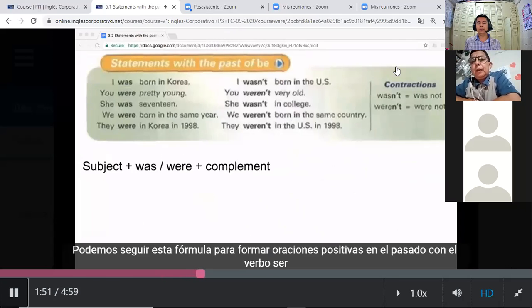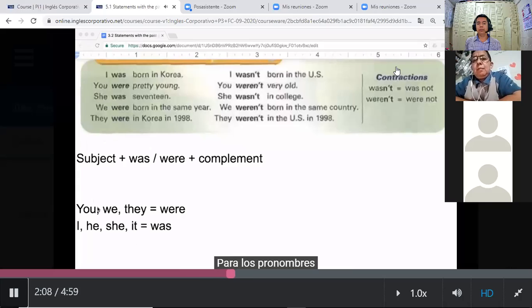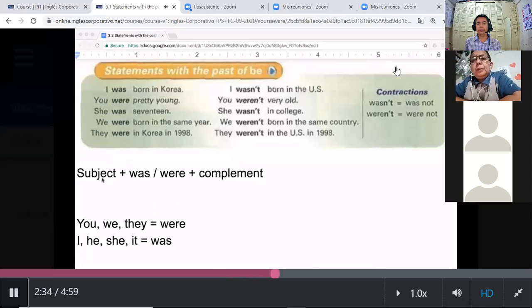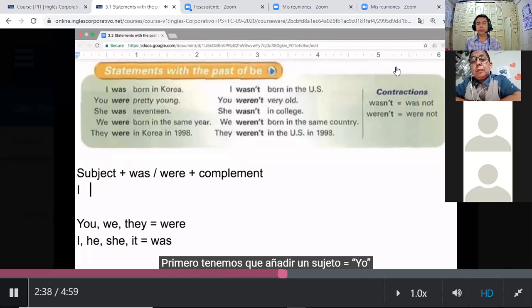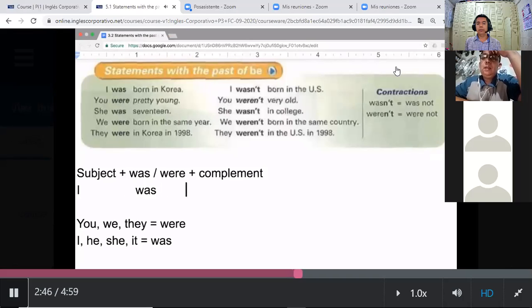We can follow this formula to form positive statements in the past with be. Subject plus was or were plus complement. We need to remember the following. For the pronouns you, we, and they, we will use were. And for the pronouns I, he, she, and it, we will use was. Now let's analyze a couple of examples. I was born in Korea. First, we need to add a subject, I. Then we will use the verb to be in the past, was. Finally, we will include a complement, born in Korea.